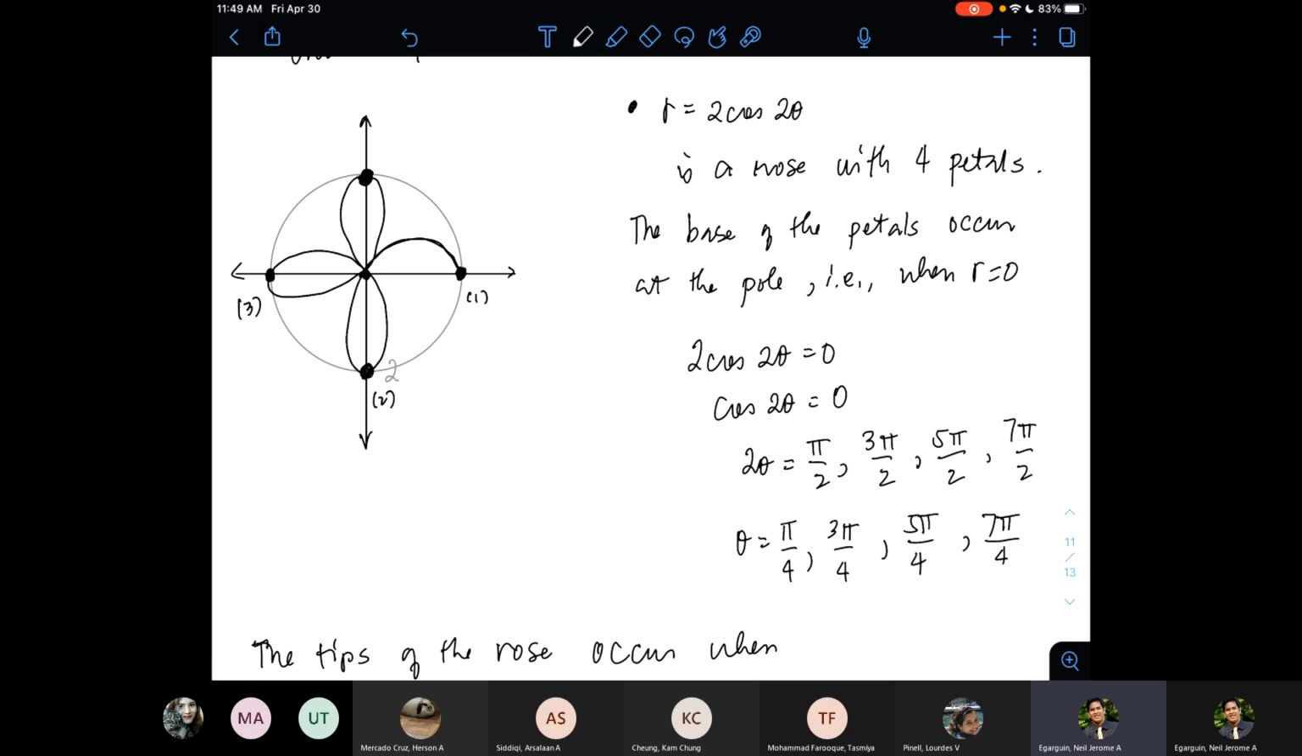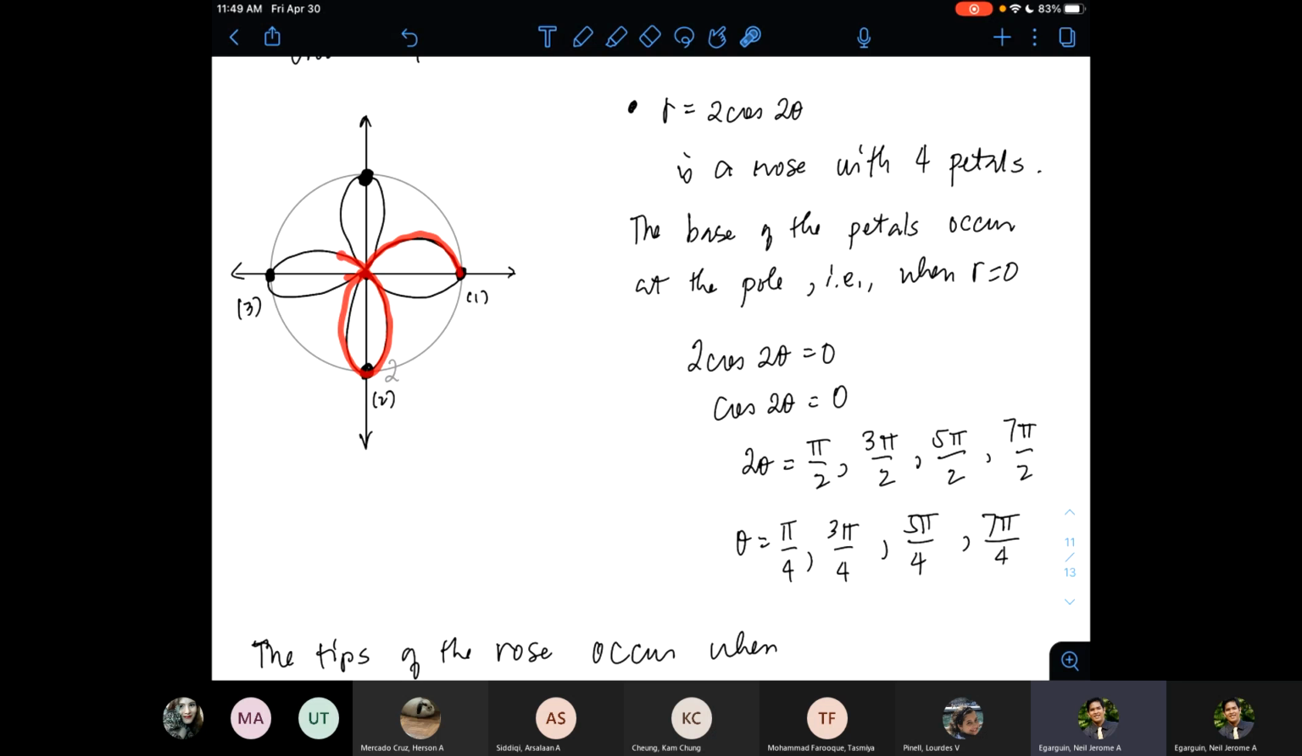Okay, and then close it here. All right, so that would be your rose with 4 petals, all right? So you see how I trace it. I started at theta equals 0, increase theta until pi over 4, where we will hit the pole. And then I'll go to my second point, which is at theta equals pi over 2. Theta is pi over 2, then we will hit the pole at 3 pi over 4.